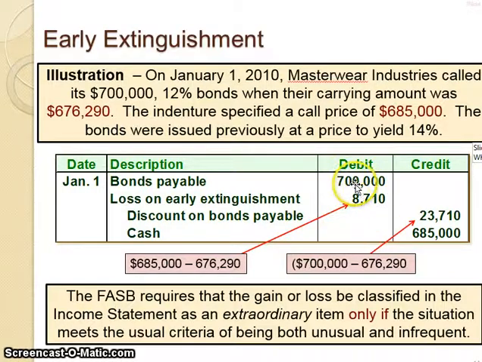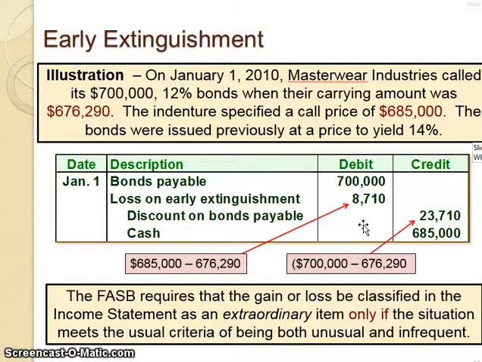So what you're going to do is debit the bonds payable for $700,000. You're going to get rid of the discount right now. You're going to pay off the cash amount, the $685,000, and the difference between what you were carrying this for and what you're paying to pay it off, the $676 and the $685, is going to be a loss to you on the early extinguishment of debt, and that's fine. It's no issue at all to do.